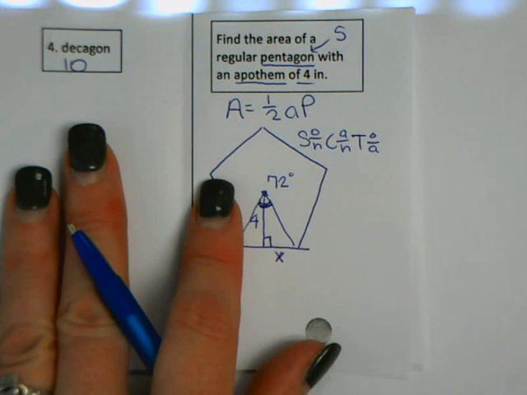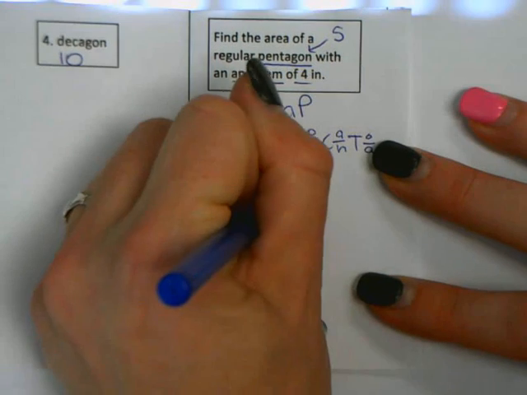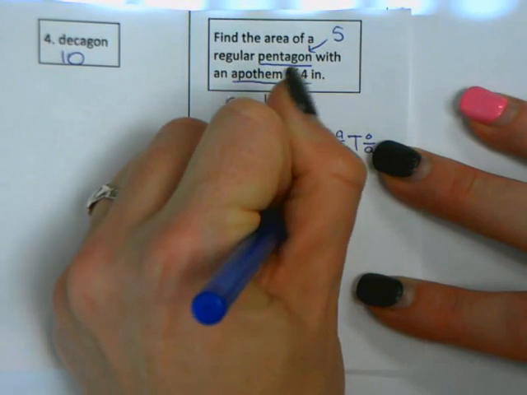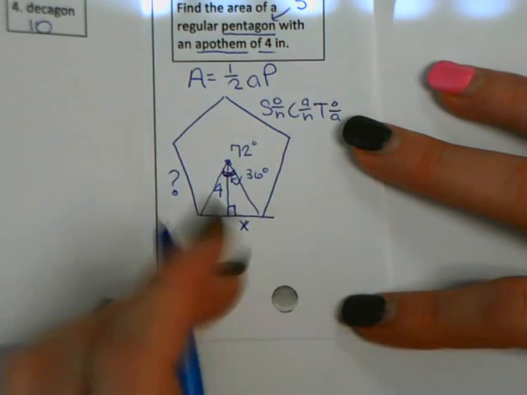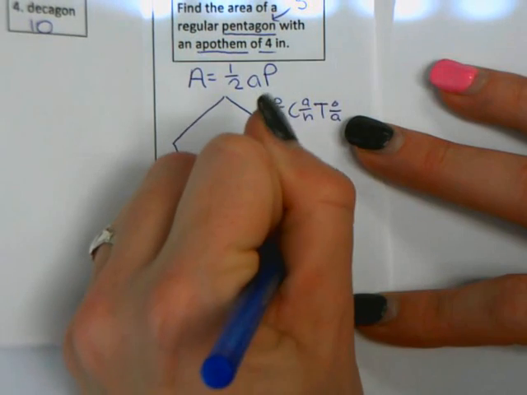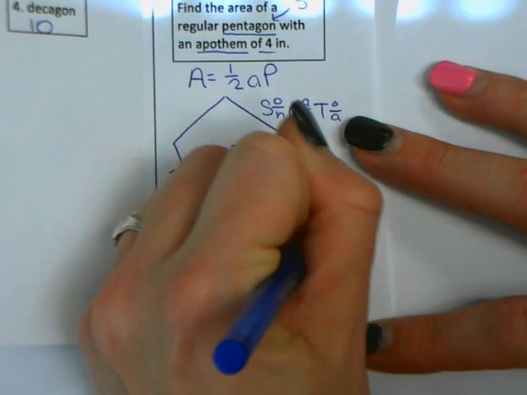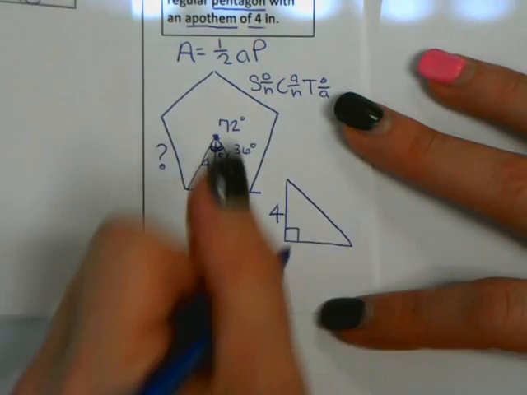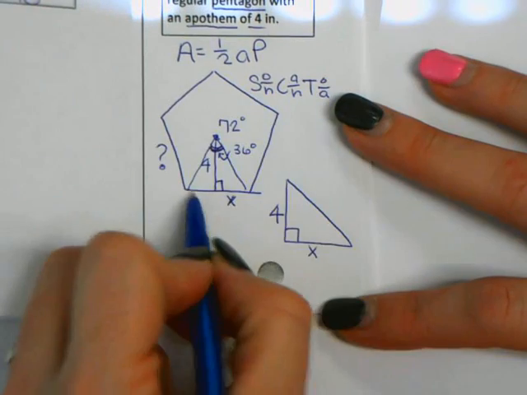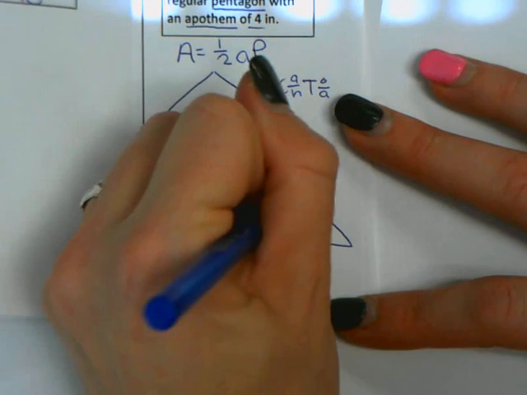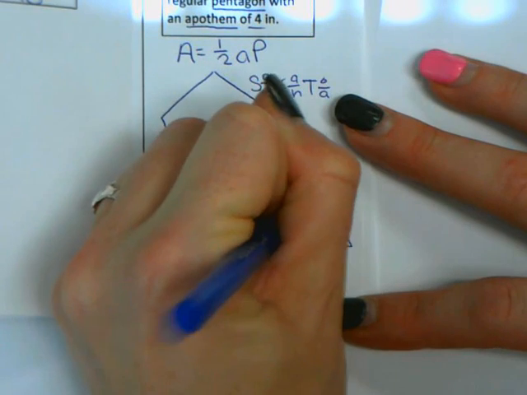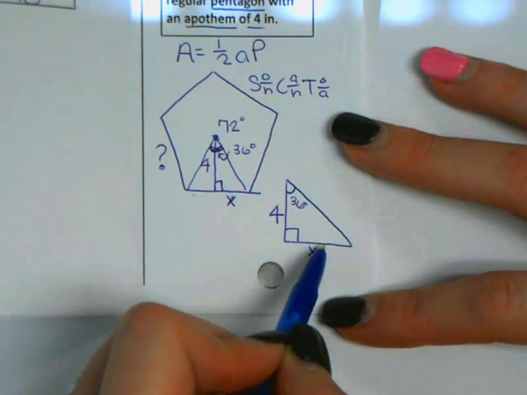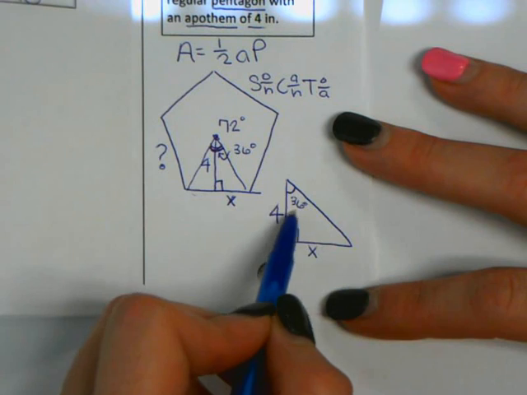Remember, trig functions only work with right triangles. So here's my right triangle. I only need half of the central angle. So half of 72 is 36 degrees. And I'm going to redraw this triangle over here just a little bit bigger so I can see what's going on. Here's my apothem of 4. Here's half of the side that I'm finding. And then here's my 36 degrees.